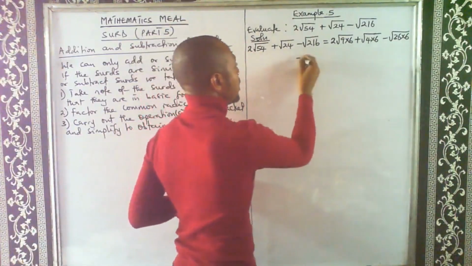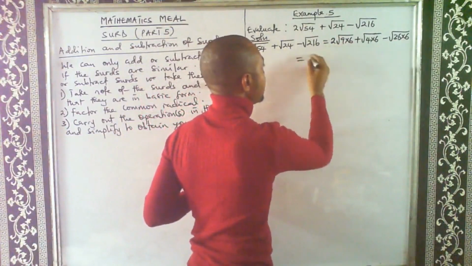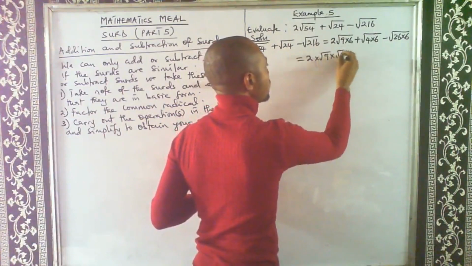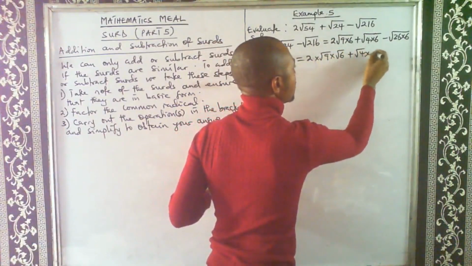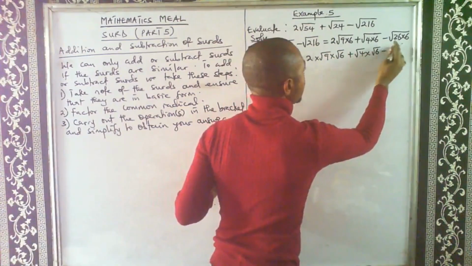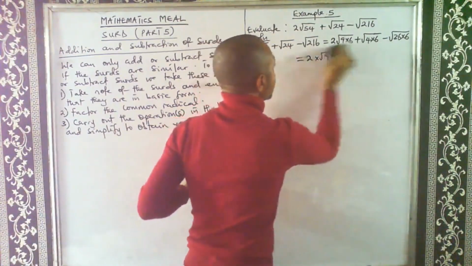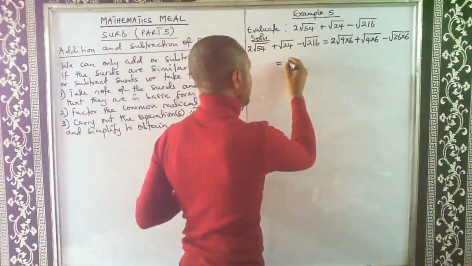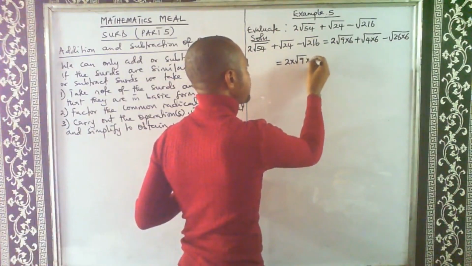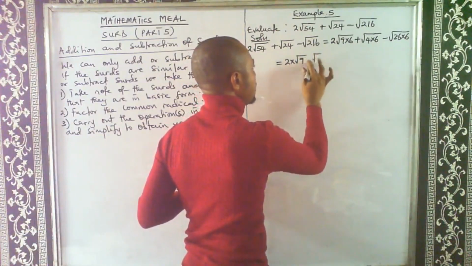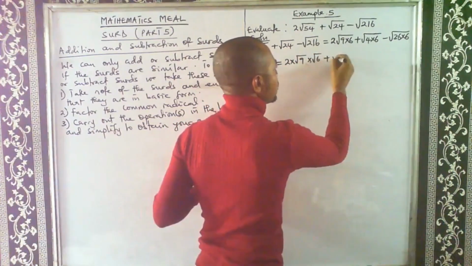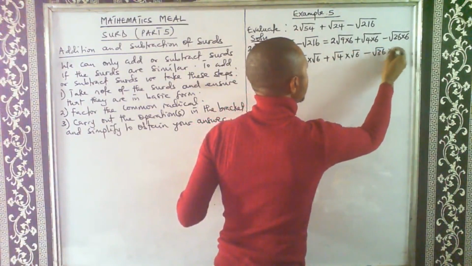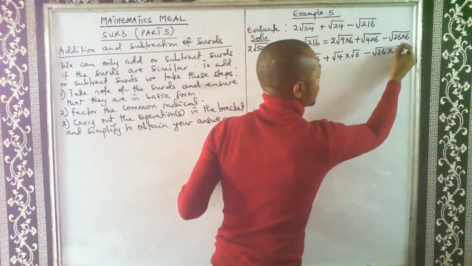Alright, so let's move further. I can separate this: 2 times square root of 9 times square root of 6 plus square root of 4 times square root of 6 minus square root of 36 times square root of 6. Okay?